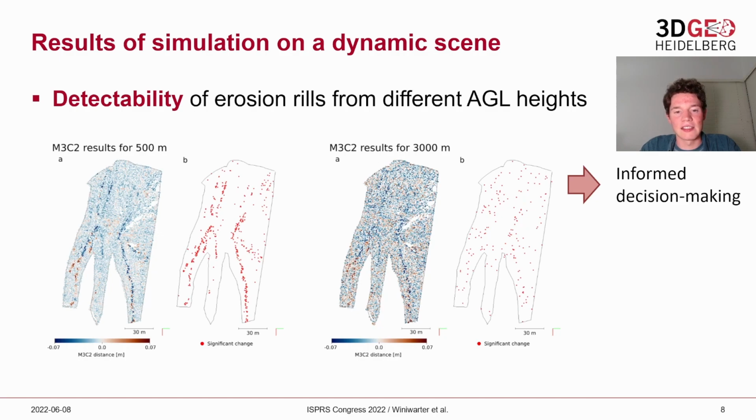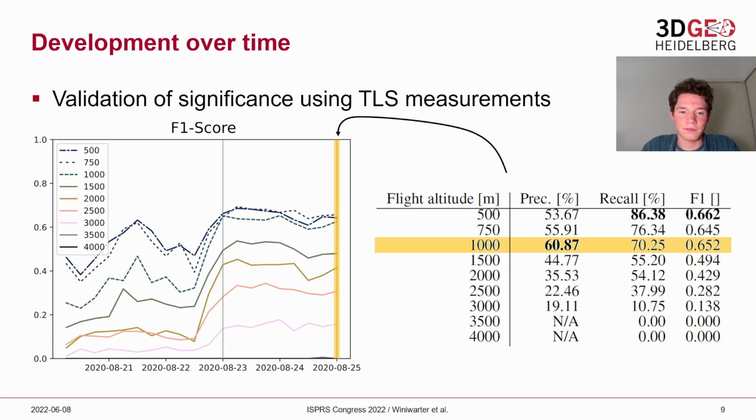And on the right-hand side, the same difference, but for an altitude of 3,000 meters. And here you see much more noise in the data. It's difficult to make out the erosion rills, both in the M3C2 distances, but especially in the plot of significant change. And you can now use these plots to make an informed decision of flying height. If you want to be able to detect those rills, and those are the two options you have, you would definitely have to go for the 500 meters one.